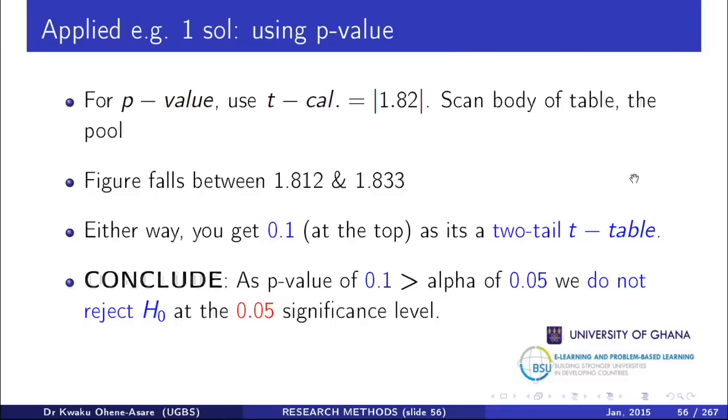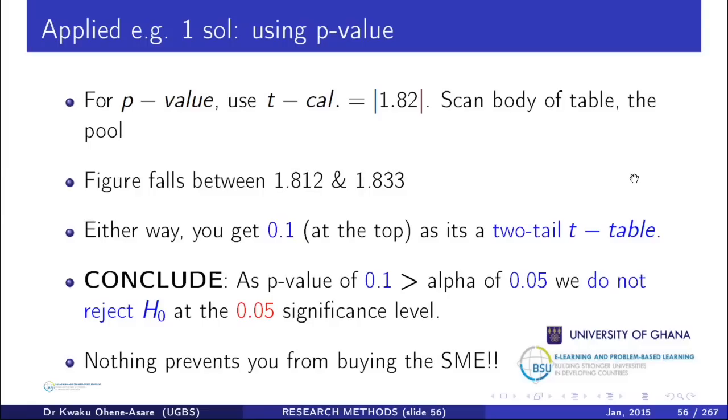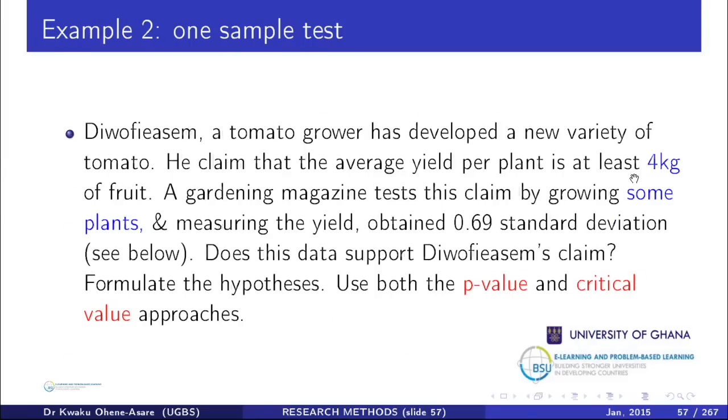What a joy. Conclusion. Since the p-value of 10% or 0.1 is greater than alpha, which is 5%, we don't reject the null at the 5% level of significance. So what is your conclusion? Should we buy the company or you don't buy the company? You will buy it. In fact, the first approach said it. Nothing prevents you from buying the SME. What a joy to start the ball in this way. So that is it for example 1.